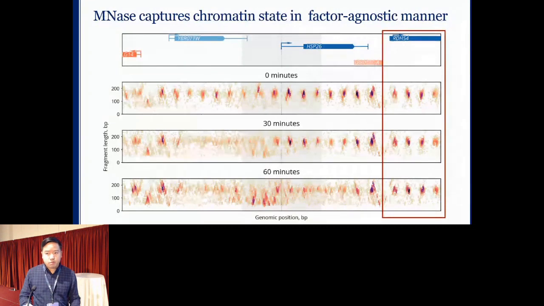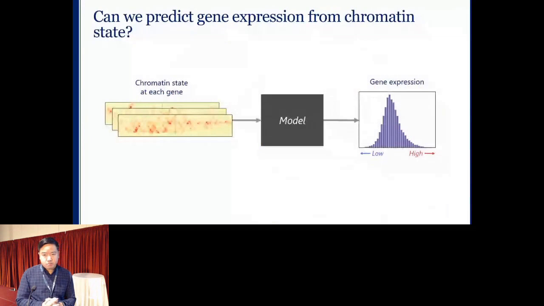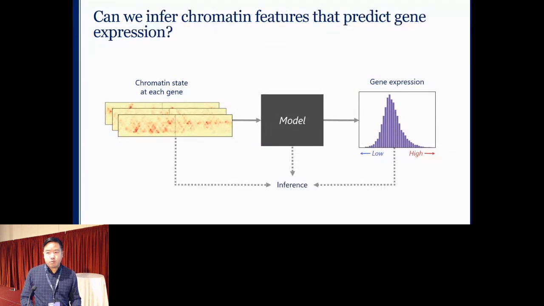Now that we have these chromatin images, we can think of them as two-dimensional representations of the chromatin state, and we can decide if there's a way to connect that chromatin state to gene expression. So the question becomes, can we use these images of the chromatin state to predict gene expression? And more importantly, if we can do that, is there a way to draw inferences from that model to determine what parts of the chromatin state are most salient in this prediction?